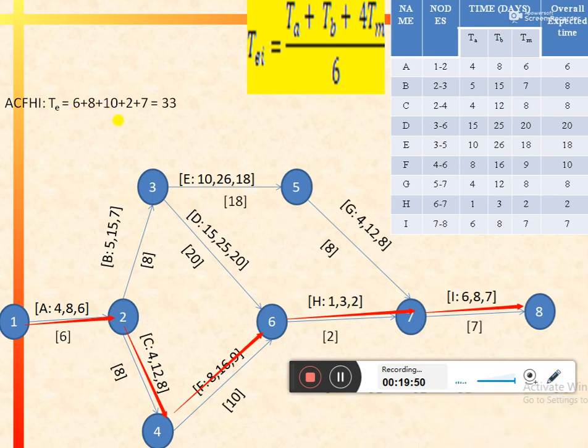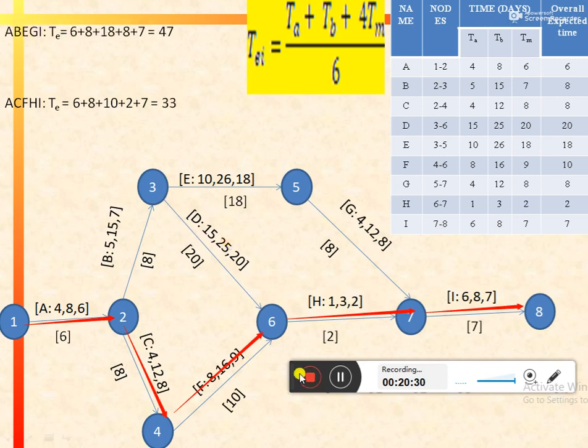So the completion time for this path would be equal to the sum of the estimated times of the different activities that are in this path. That would be equal to 6 plus 8. 6 is the estimated time of activity A, 8 is the estimated time for activity C, 10 is the estimated time for activity F, 2 is for H, and 7 is the single expected time for activity I. So the sum total of these activities would be equal to 33. So the completion time for this path would be equal to 33 days.